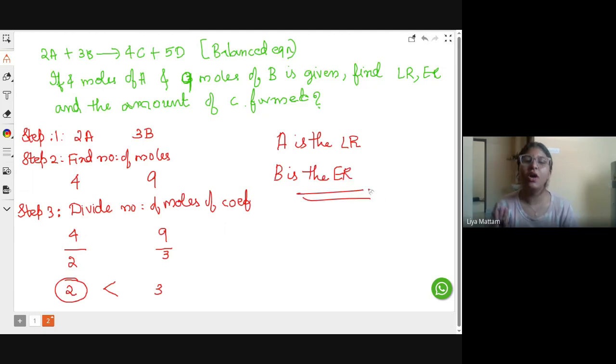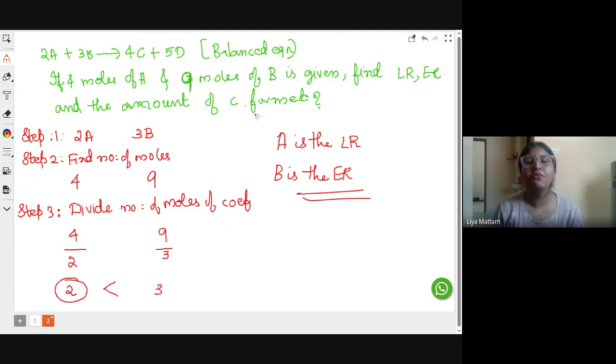Okay. So, we have got the answer for the first 2 questions. What is the limiting reagent? What is the excess reagent? Remember the steps one by one. Just find the number of moles, divide the number of moles by the coefficient. Whichever is the lower number, that will be the limiting reagent. Very easy. Now, we can move on to the last question.